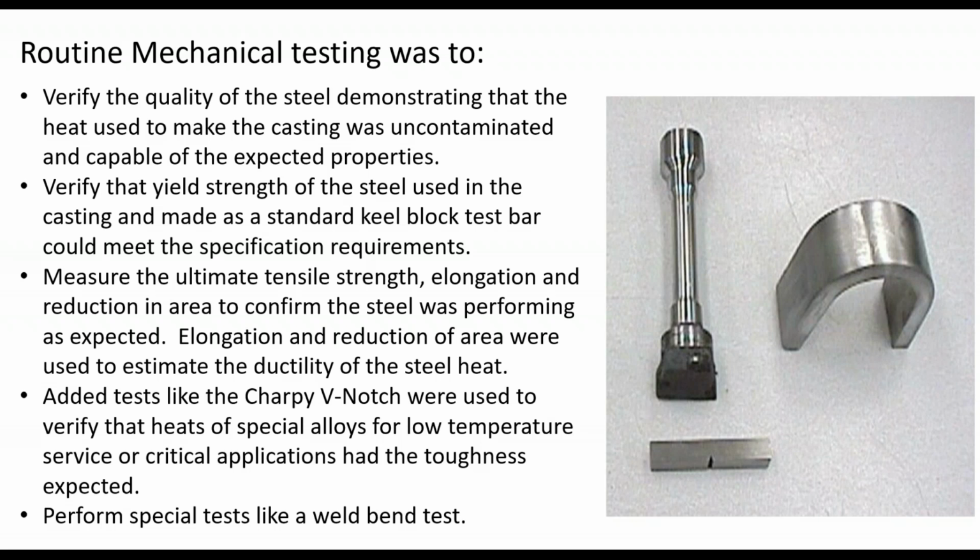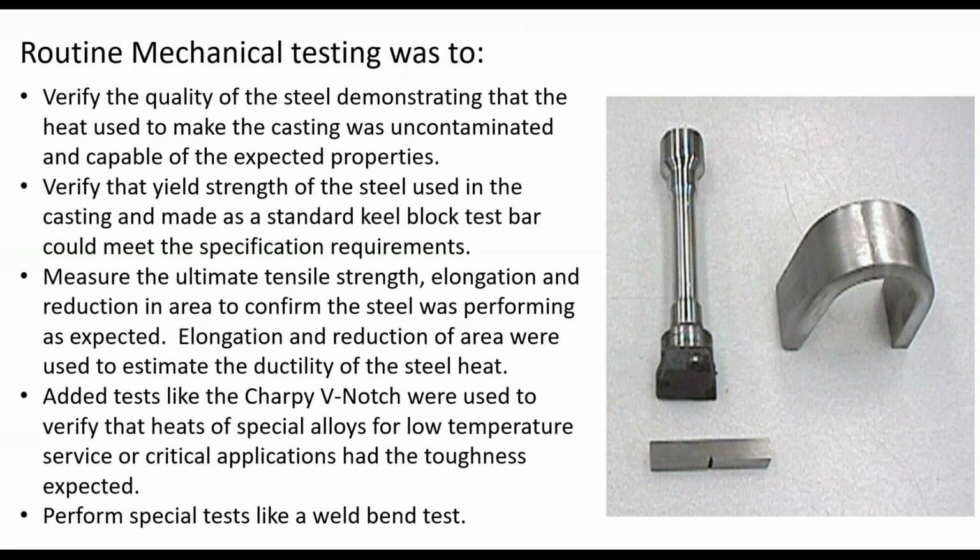Because we were doing a tension test, we could measure the ultimate tensile strength, the elongation and reduction in area, and that allowed us to confirm that the yield strength wasn't an artifact of something that was brittle. And so we could make sure that with the ultimate strength much higher than the yield strength and the elongation and reduction in area, that we had ductility. Ductility is the ability to bend or tear before it fails rather than just crack.